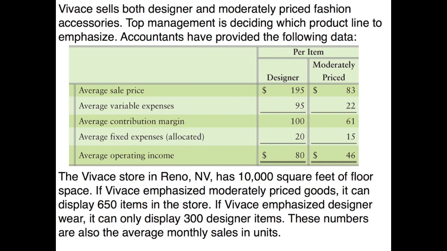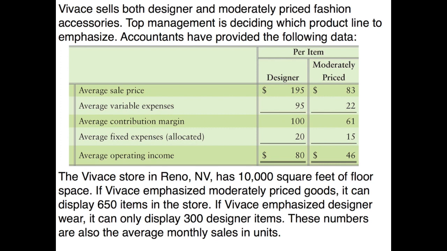If Vivace emphasized moderately priced goods, it can display 650 items in the store. If Vivace emphasized designer wear, it can only display 300 designer items. These numbers are also the average monthly sales in units. So no matter which one we emphasize, we are going to sell those. That's what that last line means to us.